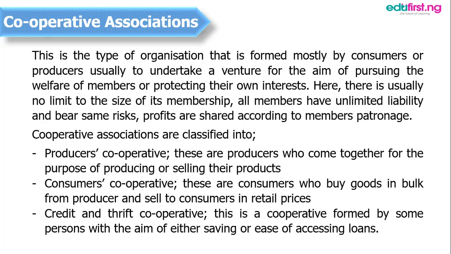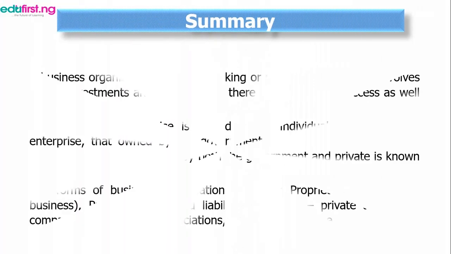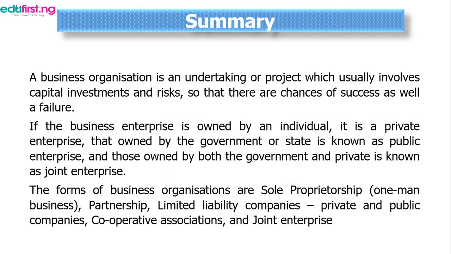In summary, a business organization is an undertaking or project which usually involves capital investment and risk, so that there are chances of success as well as failure. If the business enterprise is owned by an individual, it is a private enterprise. That owned by the government or state is known as public enterprise, and those owned by both the government and private is known as joint enterprise.